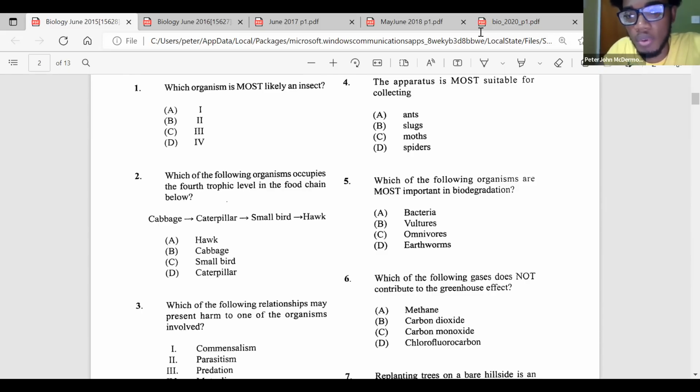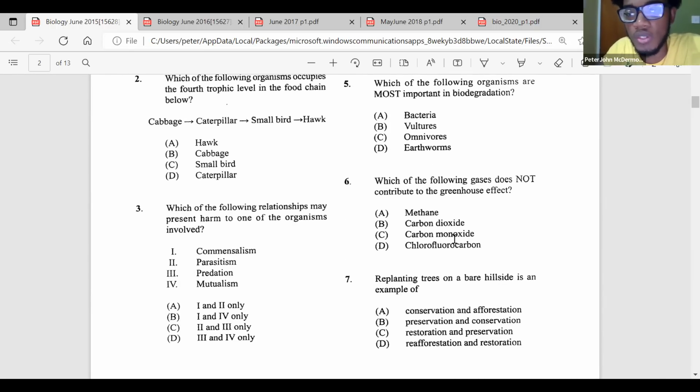All right, so most important for biodegradation, typically we say microorganisms. Vultures, omnivores, earthworms, those are all pretty big, right? Versus bacteria. So most important for biodegradation, typically say bacteria. Which of the following gases does not contribute to the greenhouse effect? So 10 seconds.